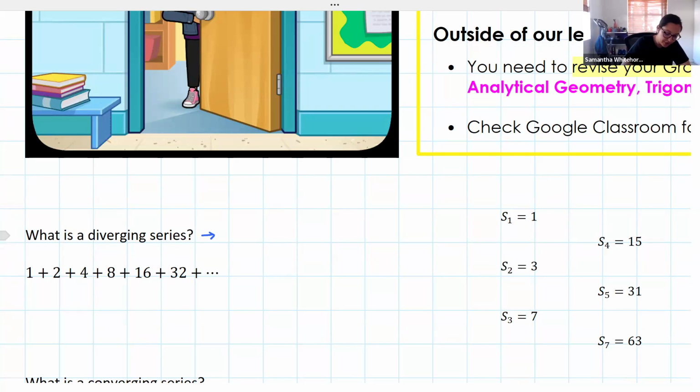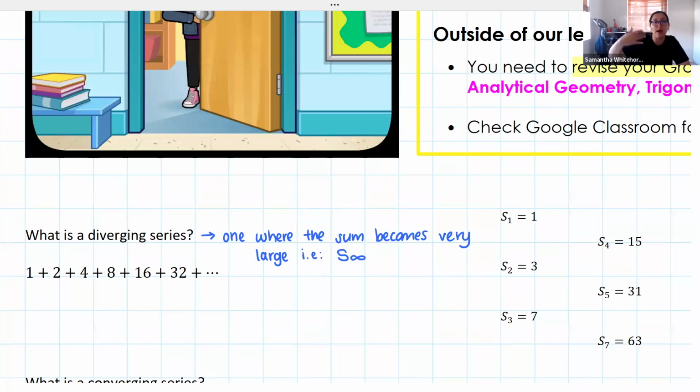So a diverging series is one where the sum becomes very large. And basically what we mean there is that as we start to find the sum to infinity, so as we find the sum of more and more terms, what actually ends up happening is that we get closer to infinity. Now, this is actually not the one that we work with a lot, but it is important to know what a diverging series is.